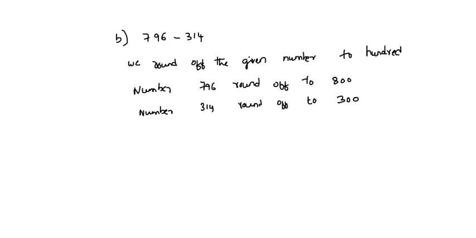So why am I taking 300 here? 314 lies in between 300 to 400. Here 314 is nearer to 300. That's why I am estimating 300. Now we have to do the estimated difference. The estimated difference is equal to 800 minus 300, which is equal to how much? 500. Now this is about the estimation.